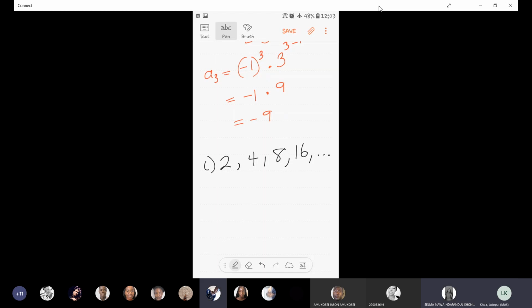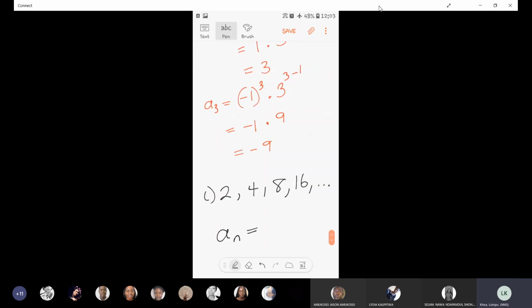I think we just multiplied by 2. Yes, exactly. So once you have the first term, to get the next one you just multiply the previous one by 2. Okay, so now if I wanted a formula for a n, can somebody guess what the formula would be?